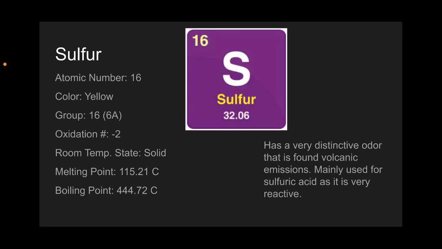Now, sulfur. Its atomic number is 16. It is commonly yellow. It is also in group 16 or 6A. Its oxidation number is -2. Its room temperature state is a solid. Its melting point is 115.21 degrees Celsius, and its boiling point is 444.72 degrees Celsius. It has a very distinctive odor that is found in volcanic emissions and is mainly used for sulfuric acid as it is very reactive.